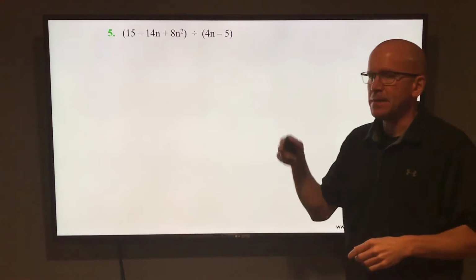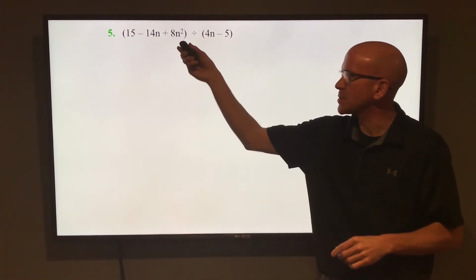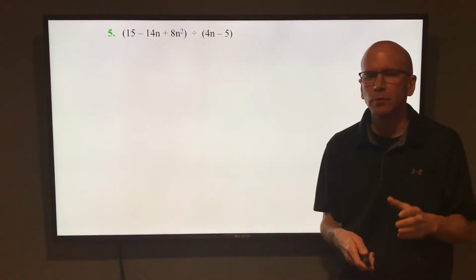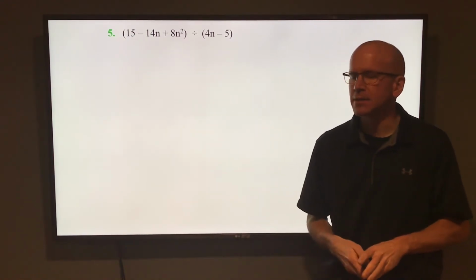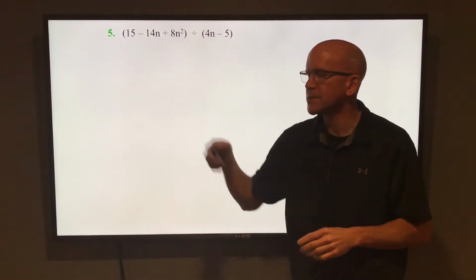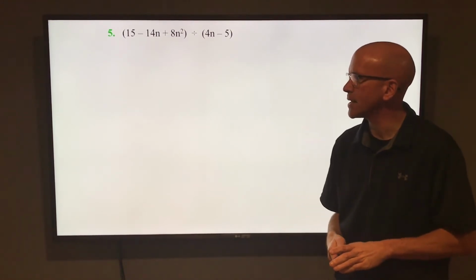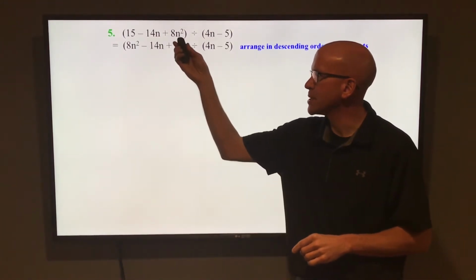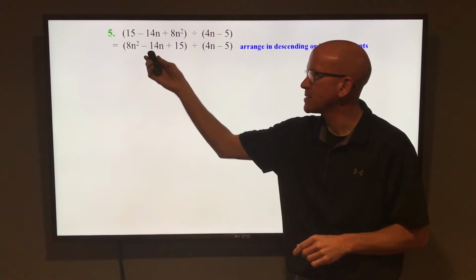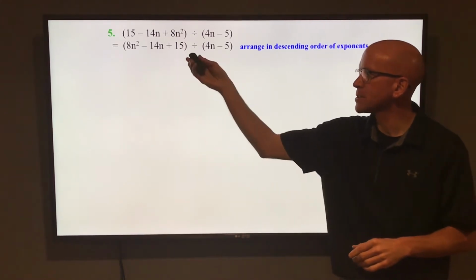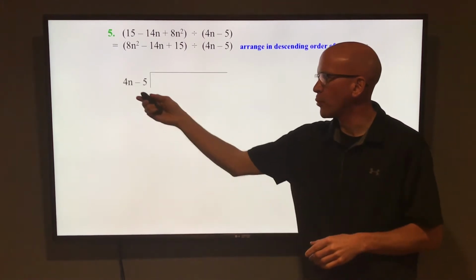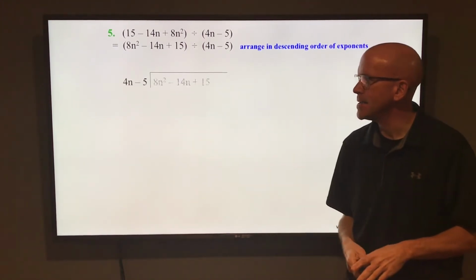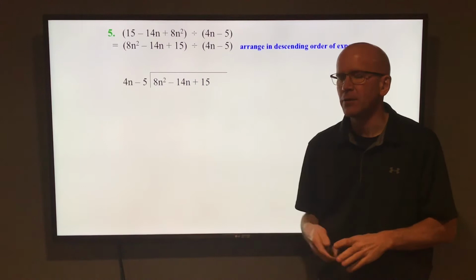We're going to divide 15 minus 14n plus 8n squared by 4n minus 5, but we have a little situation here. These terms are not in decreasing order of the exponents. So we want to rearrange those terms, put those in decreasing order of the exponents before we divide. So put the 8n squared out front, then it's minus 14n plus 15. We're still dividing by 4n minus 5. So set this up with long division, put the 4n minus 5 on the outside, and the 8n squared minus 14n plus 15 on the inside.